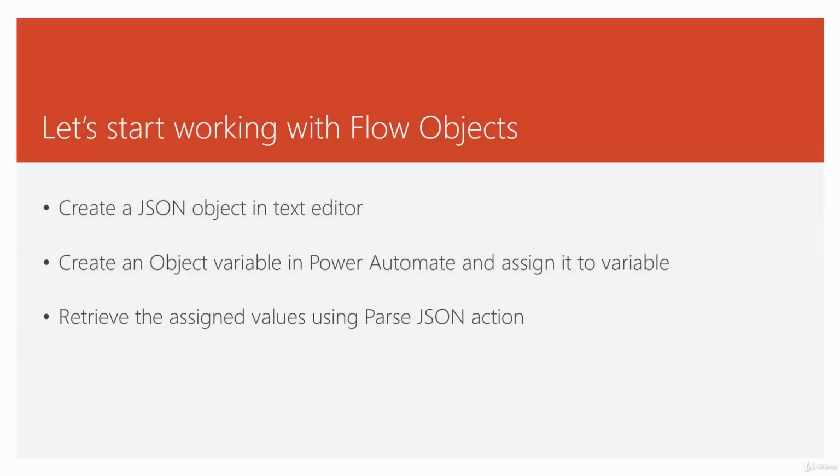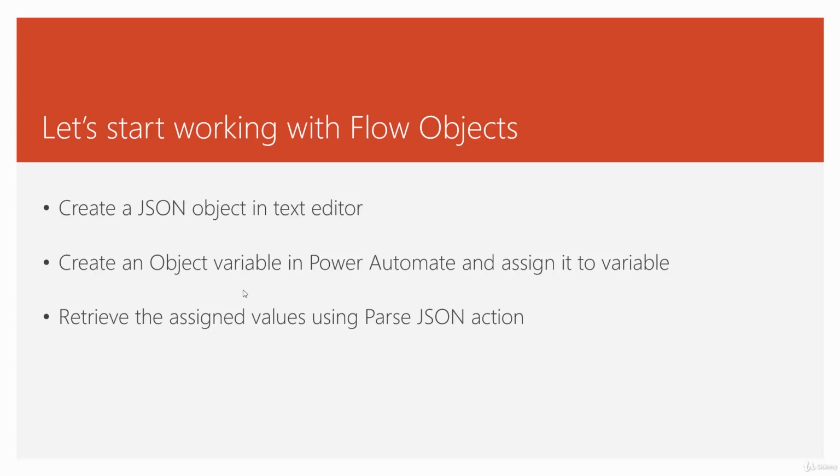All right, we start this chapter assuming that you're already familiar with JavaScript object notation. So in this example, we want to create a Power Automate object. And to create a Power Automate object, we need a JSON object to put it inside the initialize variable action. So first, we need to start by creating a JSON object.